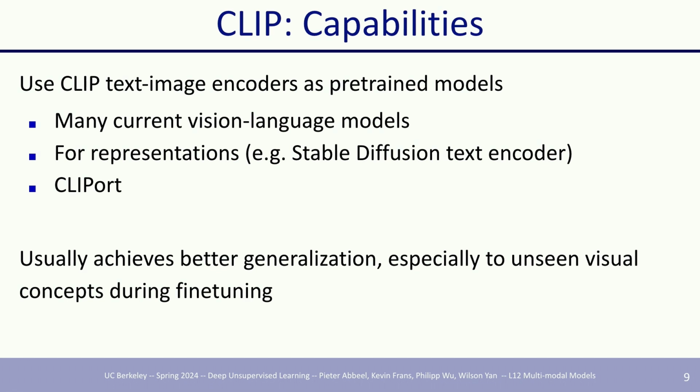Yeah, and the last point alludes to that: for most cases, you can have some small amount of fine-tuning data for a specific task you want to solve, and if you fine-tune with CLIP, then it could hopefully generalize to different unseen visual concepts that were not seen during fine-tuning.